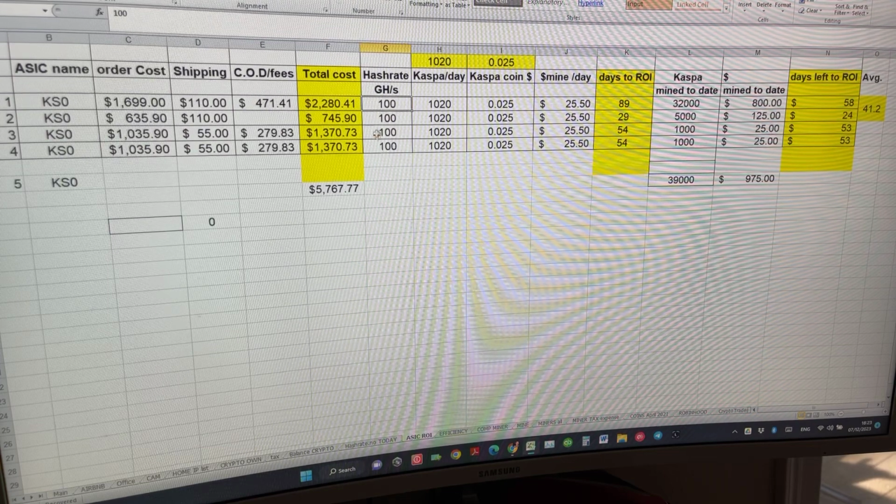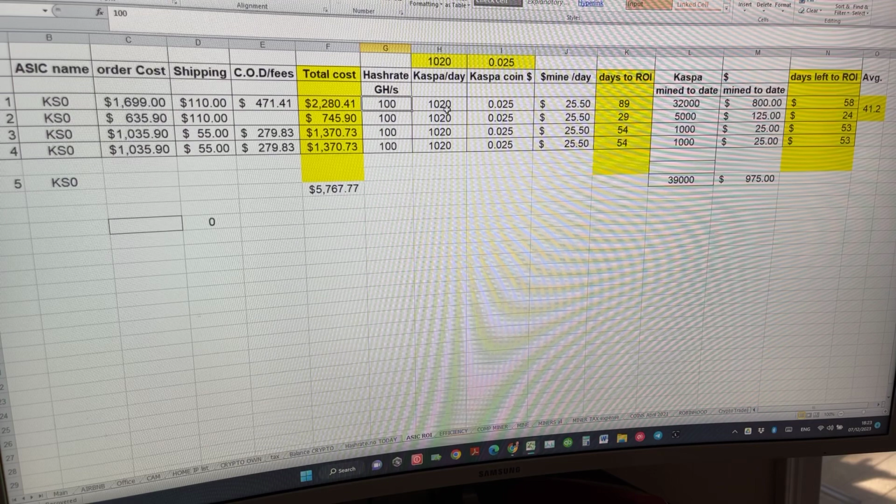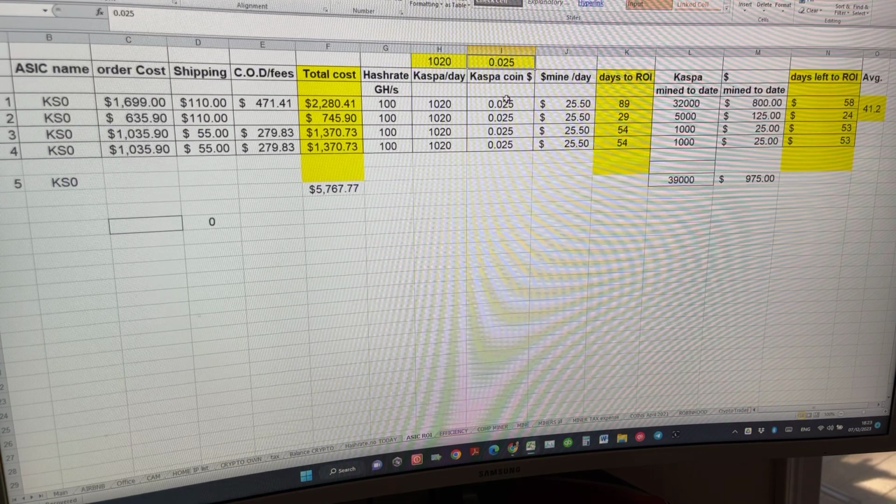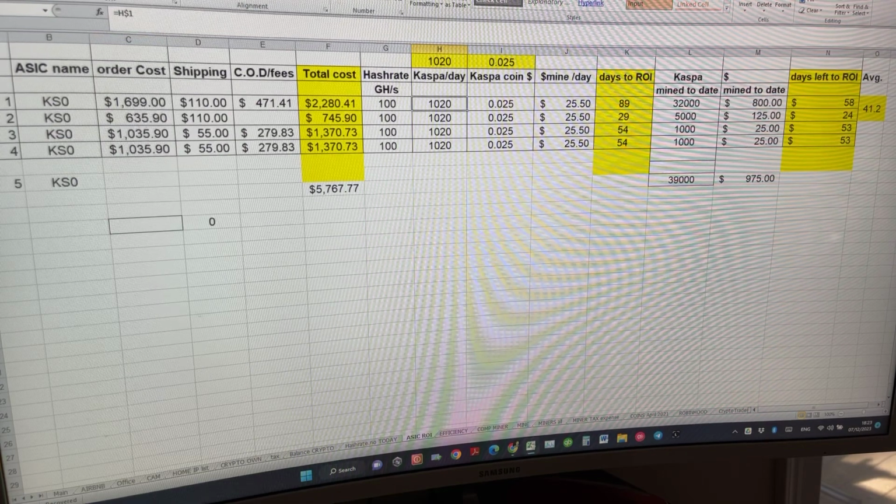So this is really not counted anywhere in the formula. It's just what it's rated for. What really matters is these two numbers: how many Caspa we mine a day and what's the Caspa coin price today. Okay, so now let's take a look at our Caspa pool.